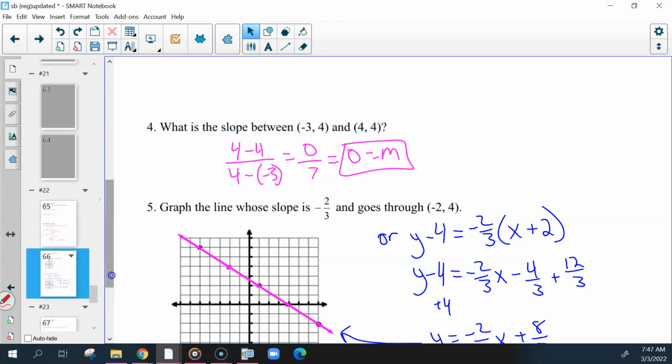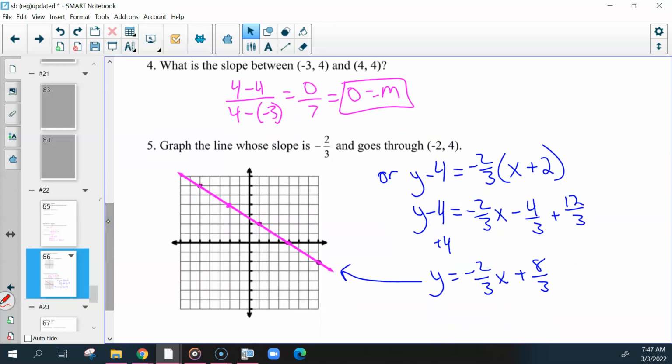And number 5, you could have done this a couple different ways. The easiest would be to start at the point they give you, negative 2, positive 4, and use the slope negative 2/3 and graph your line like that. If you were to find the equation of the line, you would have a decimal y-intercept, so that may not help you the best with graphing. Do we have any questions on that?